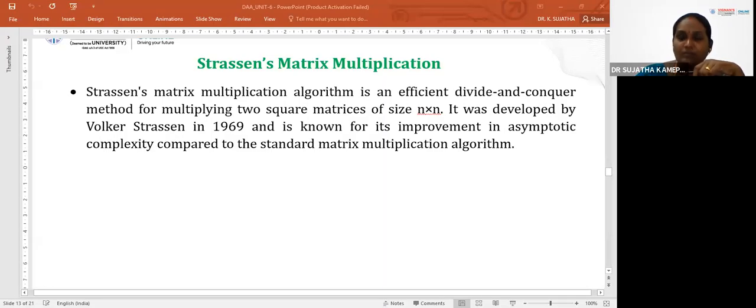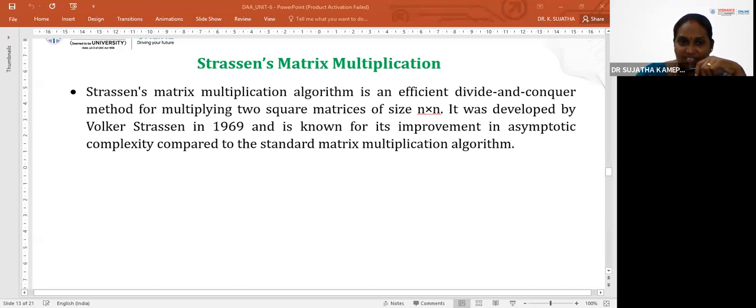Hi guys, welcome to today's session of Design and Analysis of Algorithms. In this session, we are going to explain the topic Strassen's matrix multiplication, which belongs to Module 6.